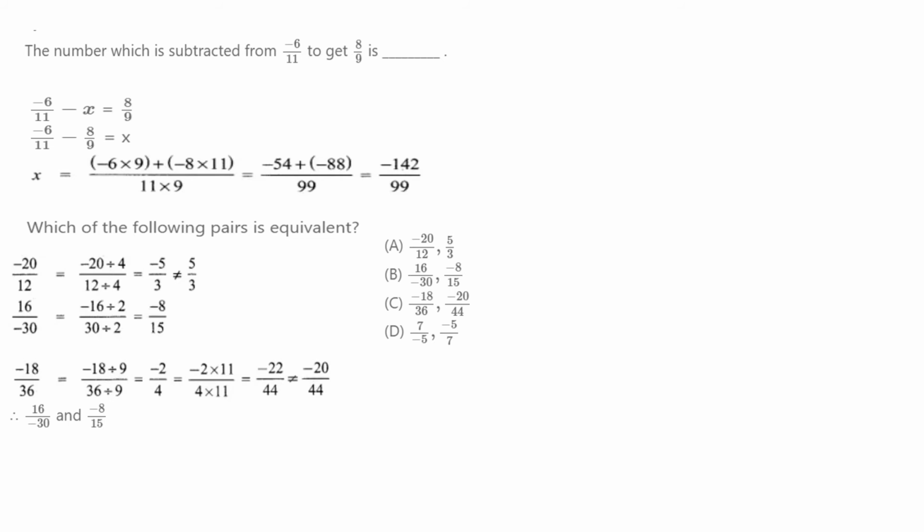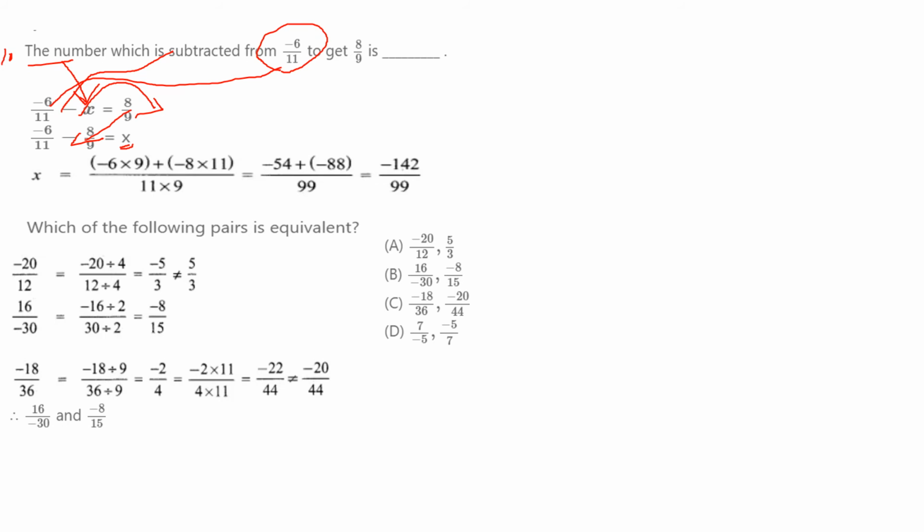Next, 10th sum. The number which is subtracted from minus 6 by 11 to get 8 by 9 is. Whatever the number is, take it first. The number means that is x. Subtracted, you put the minus symbol. We get minus 6 by 11 minus x equal to 8 by 9. And after minus x goes to the right hand side, it will become plus x, plus 8 by 9, minus 8 by 9.